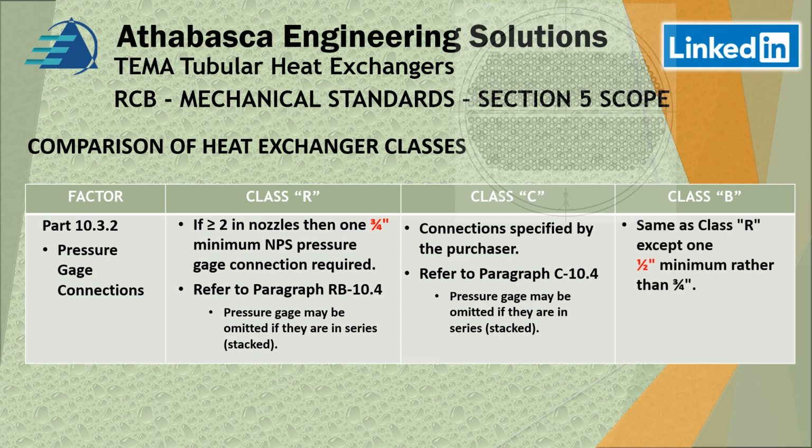So now for Class B, you would follow the same rules as R, except you can go down to a 1/2 inch connection rather than 3/4. But I've never seen that. Well, in the refinery, definitely not.